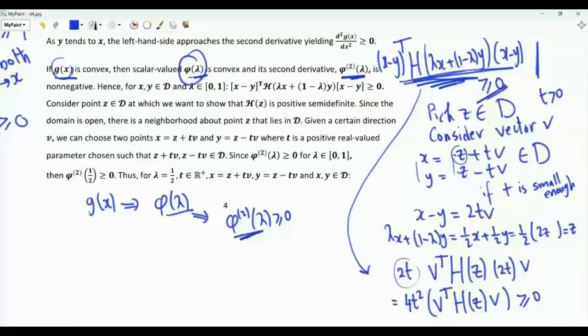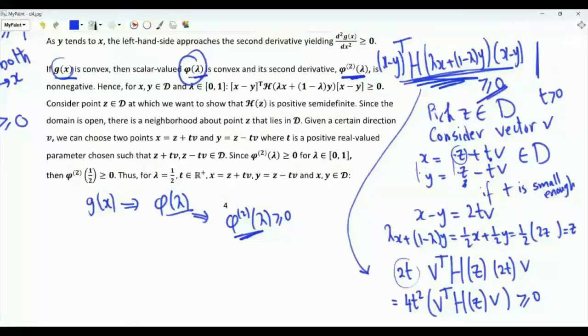What we have here is true for every lambda between 0 and 1, and for every x and y in the domain. We did particular choices. We set lambda equal to 1/2, and we set x and y equal to z plus or minus tv. v is an arbitrary vector. z is a vector in the domain of function g. t is a positive real number because the domain D is an open set. If t is small enough, then z plus or minus tv will also be in the domain.